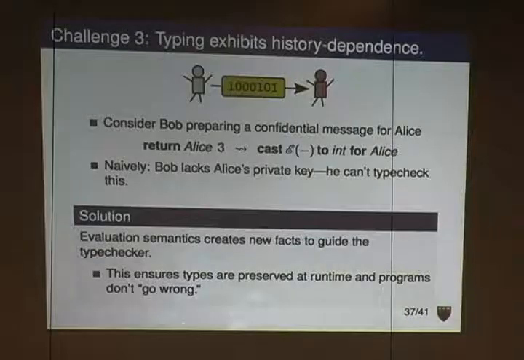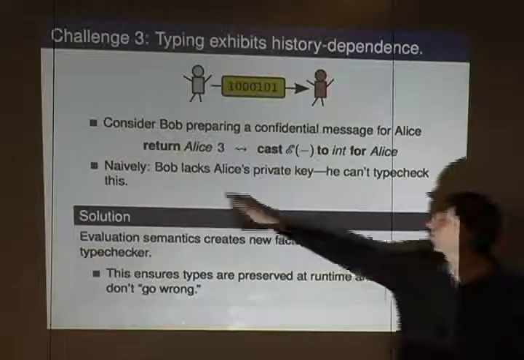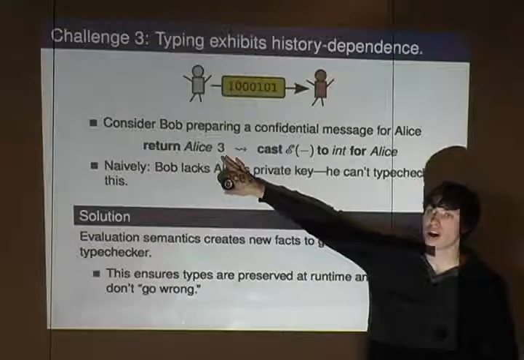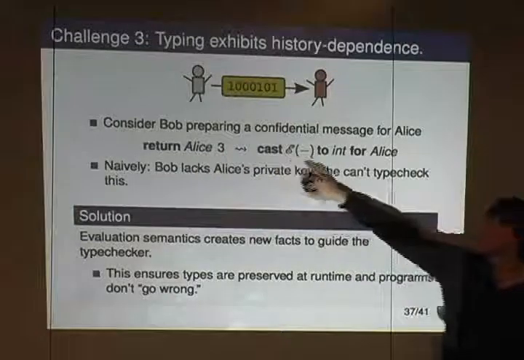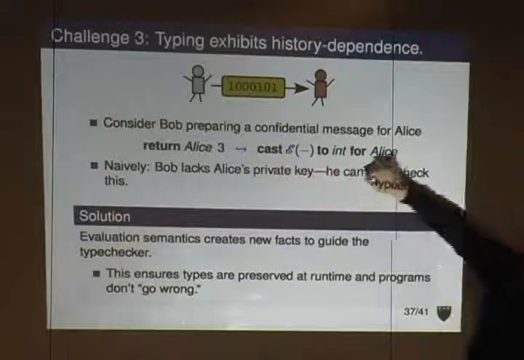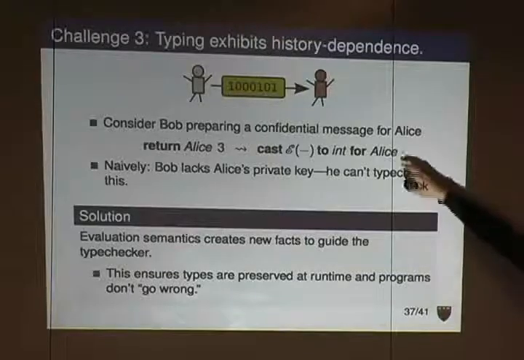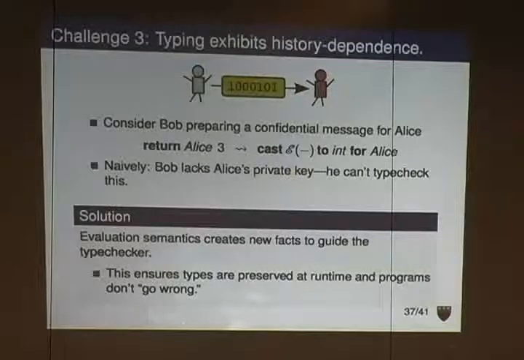The third problem is that there's a path dependence in your type checker. So let's go back to Bob, who's going to send a message to Alice, and he runs the code, return to Alice 3. What he gets back is a cast, a true cast, so just cast encryption into Alice. And if you're totally naive, Bob can't type check this. So we have a novel evaluation semantics that can record bits of the history of the computation, in order to guide the type checker in the future.